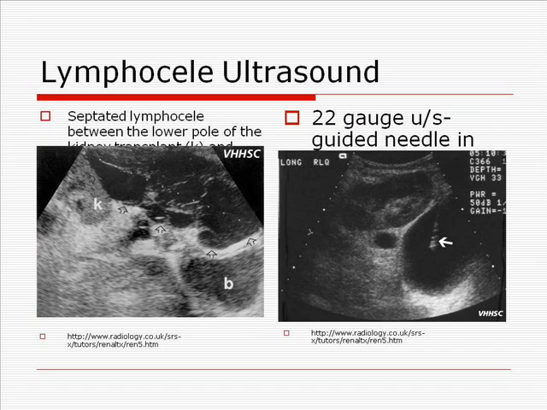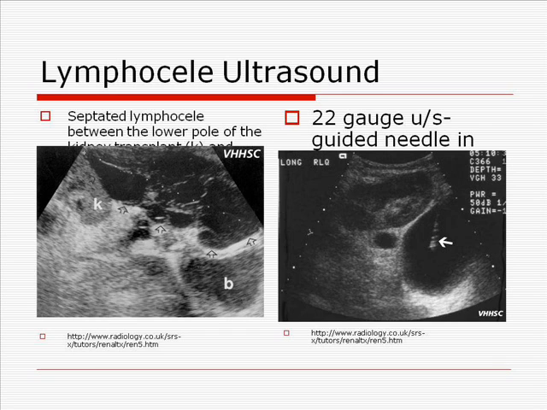On ultrasound, they are anechoic with or without septations. They can become infected with a more complex appearance also. The image on the left shows a septated lymphocele between the lower pole of the kidney transplant and the bladder, and the kidney transplant is labeled with a K and the bladder with a B. On the right side, you can see a 22 gauge needle going into the anechoic, well-defined lymphocele and aspirating fluid.